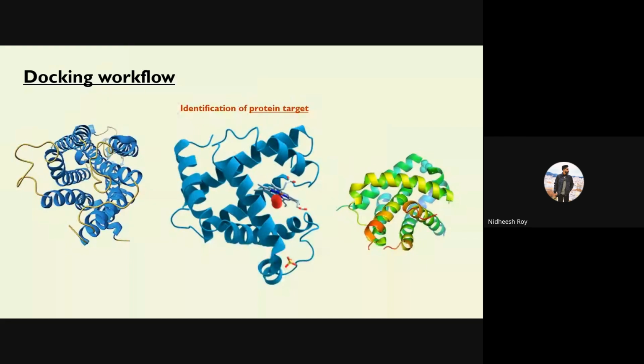Once the target is identified, the next consideration is structure availability, where we analyze the structure from the PDB, or from X-ray crystallography, NMR, or cryo-electron microscopic structures. If a high-resolution structure is not available, homology models can be used, but with additional caution.